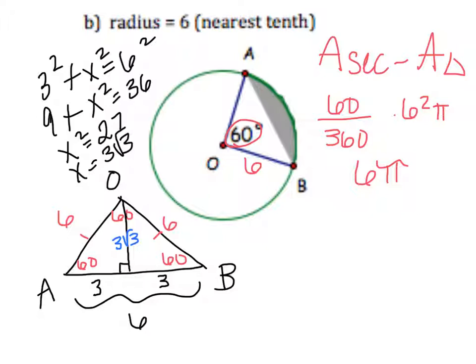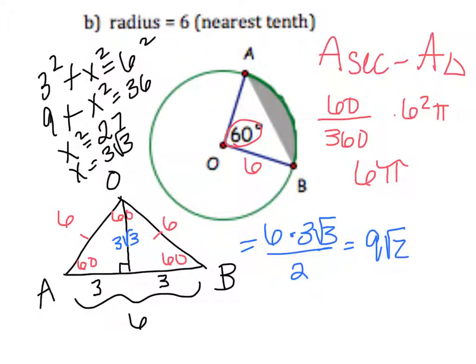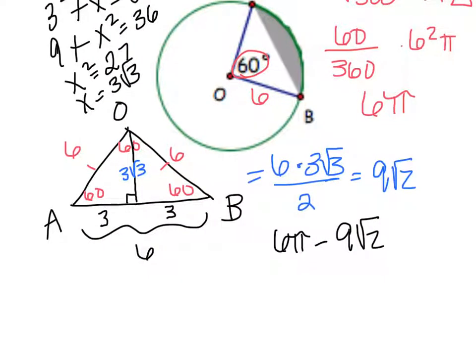Now to find the area of the triangle, it's going to be the base of 6 times the height of 3 root 3 over 2. So this is going to be 6 times 3 is 18, which is 9 root 3 when I divide it. So final answer in exact form is going to be 6 pi, that was my area of the sector, minus 9 root 3, which was the area of the triangle.